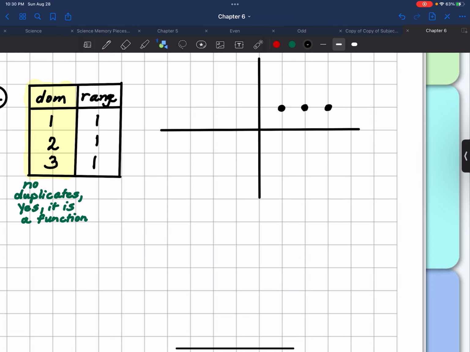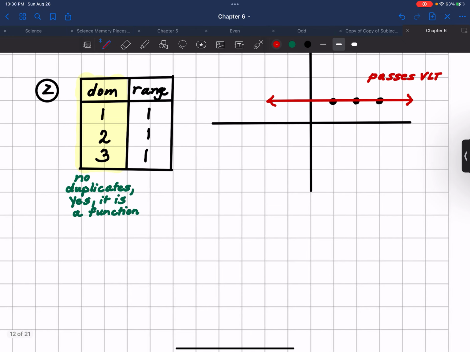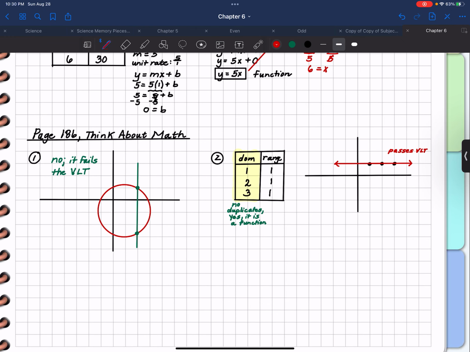This is a horizontal line. And remember, we can have all the horizontal lines we want. We just have to pass the vertical line test. So this one passes the vertical line test. It has no slope. That's why it looks a little funny. But it is a function. So if you need to, go ahead and sketch a graph, and that will help you to see sometimes.